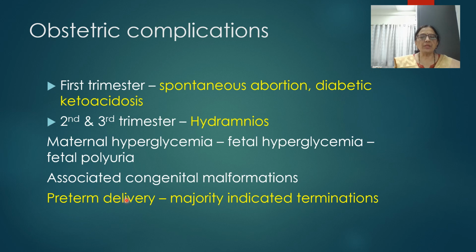Preterm delivery is another complication in patients with diabetes, and in the majority, more than 60%, prematurity is because one needs to terminate the pregnancy prematurely because of the associated complications.